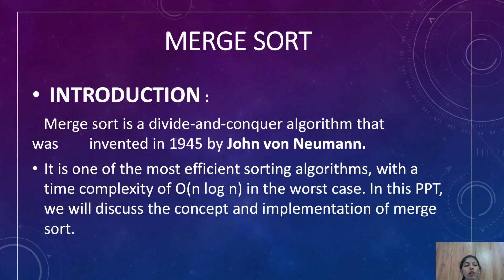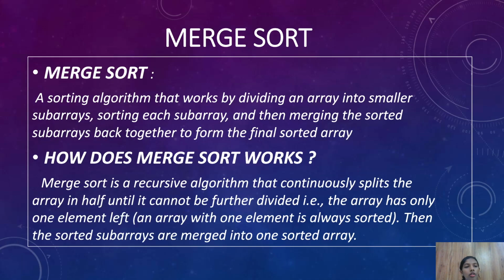Let's see about merge sort. Introduction. Merge sort is a divide and conquer algorithm that was invented in 1945 by John von Neumann. It's one of the most effective sorting algorithms with a time complexity of O(n log n) in the worst case. In this PPT, we will discuss the topic and concepts of implementation of merge sort. Merge sort is a sorting algorithm that works by dividing an array into smaller subarrays, sorting each subarray, and then merging the sorted subarrays back together to form the final sorted array.